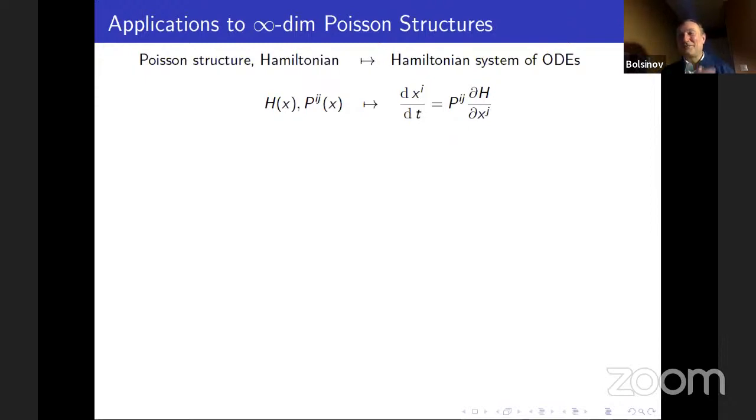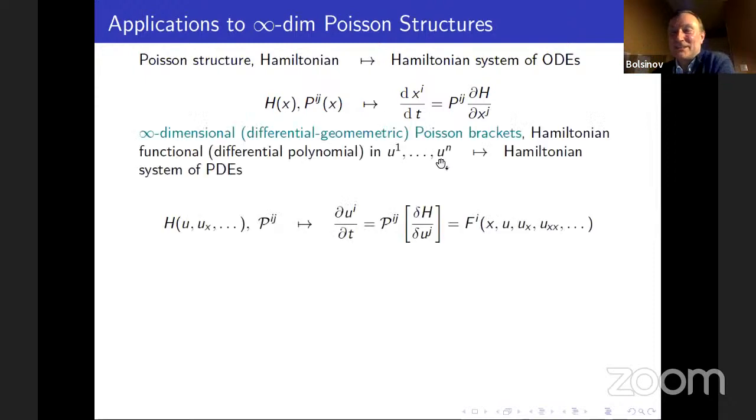Everybody understands. If you have a Poisson structure and a function, you can construct a Hamiltonian flow and then discuss if it is integrable or not, or study its properties. In the infinite dimensional setting, it's just a special class of Poisson brackets, so-called differential geometric brackets. Ideologically, this is the same story. We have a Hamiltonian, which is a functional in this case, and the Poisson bracket, which basically does the same job.